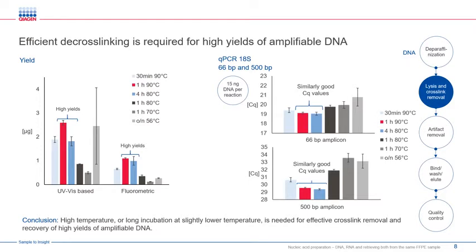But anything less than that, lower temperatures or shorter incubation times, leads to poorer performance in PCR. And in this case for both a long and a short amplicon, 66 and 500 base pairs, again from the 18S ribosomal DNA gene.